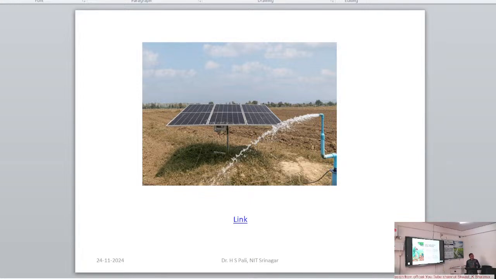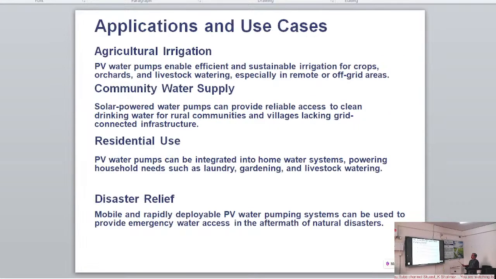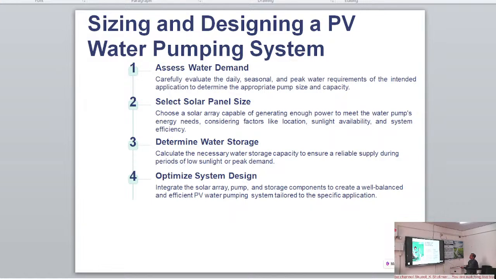Then the submersible pump, if you have the bore well, you directly lower it in there, and you can easily install it. From the application point of view, there is agricultural and residential use, disaster relief, community water supply, a number of applications you have already gone through in the previous lectures. But installation and maintenance considerations are the important things.